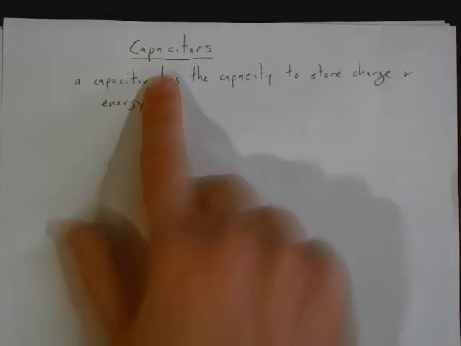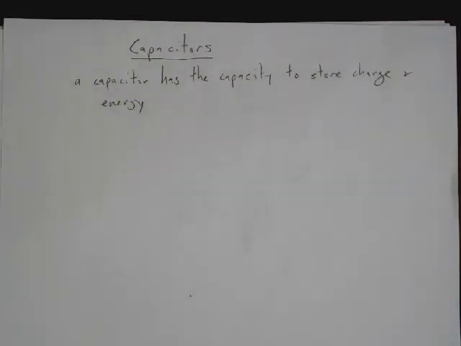A capacitor is called a capacitor because it has the capacity to store charge and energy. So you should always be thinking, bigger capacitance means more capacity to store charge and energy.